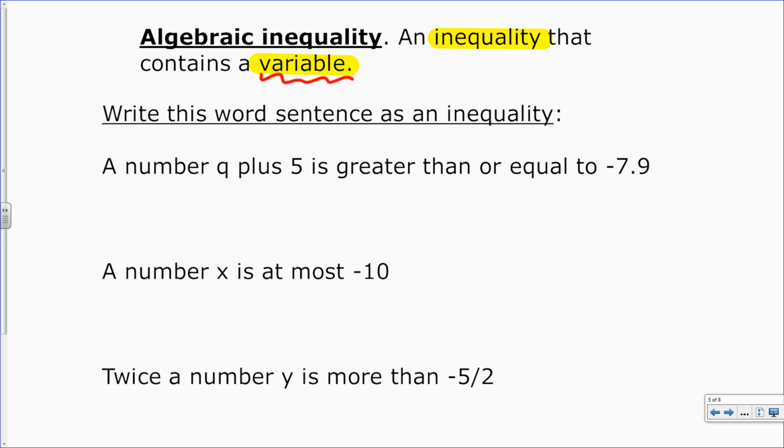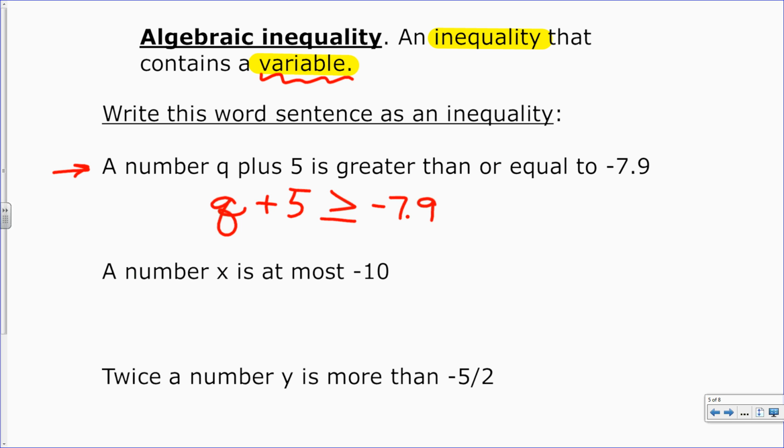We use x a lot, but there's a lot of different variables that can be used. So I have 3 word sentences here that I want written as inequalities. Go ahead and try these, and then you can turn it back on and check how you did. Okay, the first one says the number q, so I write down q, plus 5, so I write plus 5, is greater than or equal to. Here's my greater than or equal to sign, negative 7.9. So that's how you would translate this sentence into an inequality.